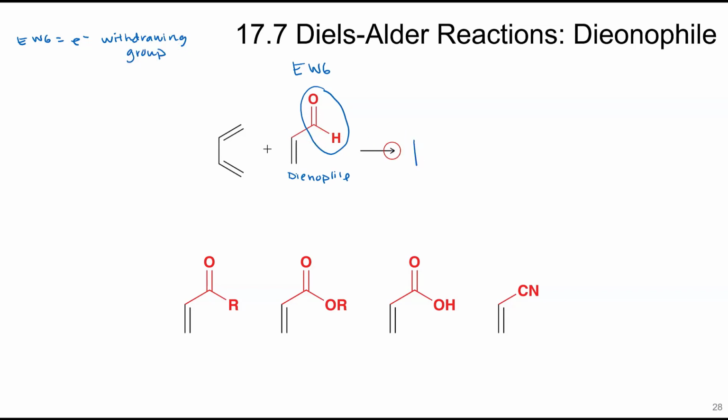So when you have this on here, the reaction will just go. It's spontaneous. So we form the cyclohexene, and the electron withdrawing group is still there. So this reaction is spontaneous. These are other electron withdrawing groups. So any of these on the dienophile will help the reaction to proceed very smoothly.